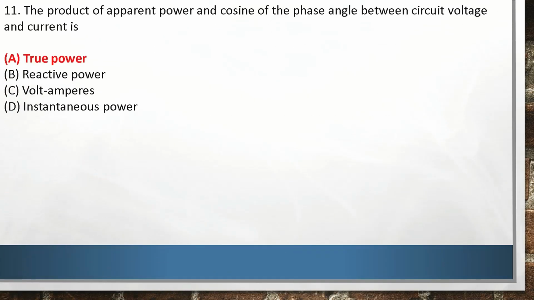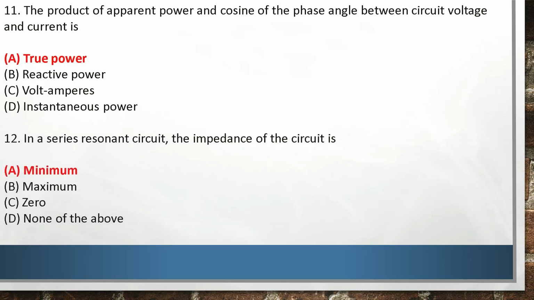Moving toward 11th, the product of apparent power and cosine of the phase angle between circuit voltage and current is, and the options are A true power, B reactive power, C volt ampere, D instantaneous power, and the answer is A true power. Moving toward 12th, in a series resonant circuit, the impedance of the circuit is A minimum, B maximum, C 0, D none of the above, and the answer is A minimum.